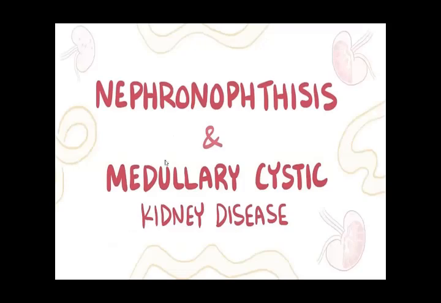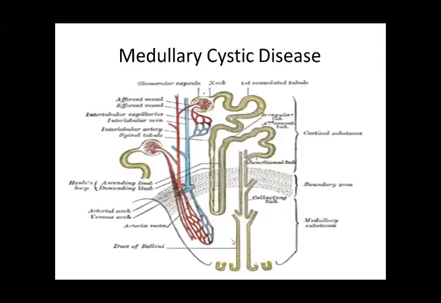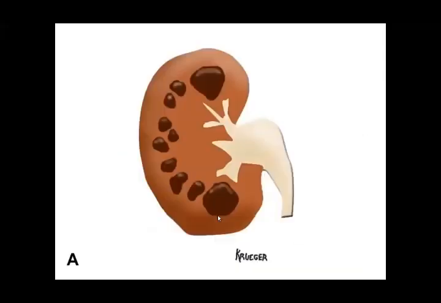Now we come to nephronophthisis or medullary cystic kidney. The cysts are concentrated at the corticomedullary junction, with injury to the distal tubule, tubular basement membrane disruption, and chronic and progressive tubular atrophy involving both medulla and cortex, and interstitial fibrosis. Corticotubulo-interstitial damage is the cause of eventual renal insufficiency. Damage in the interstitium and damage to the tubules, fibrosis is there.